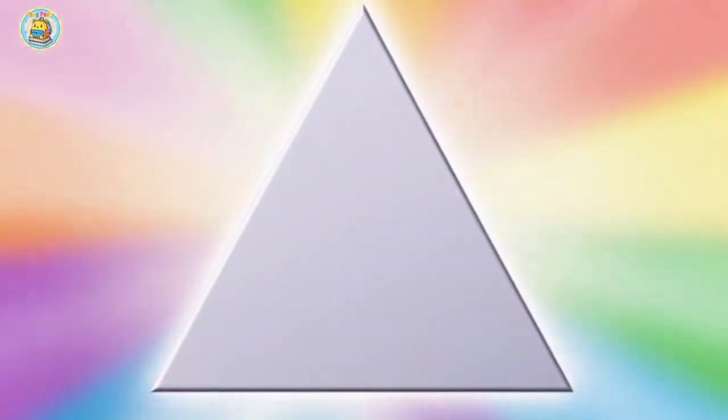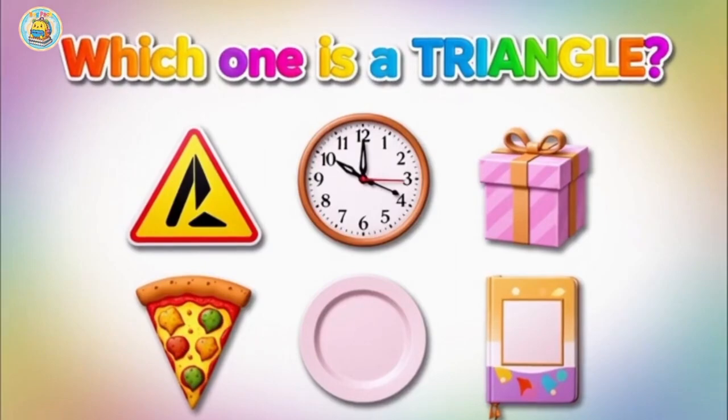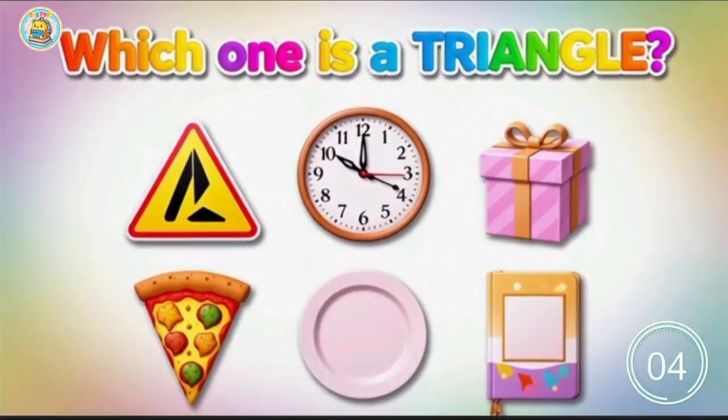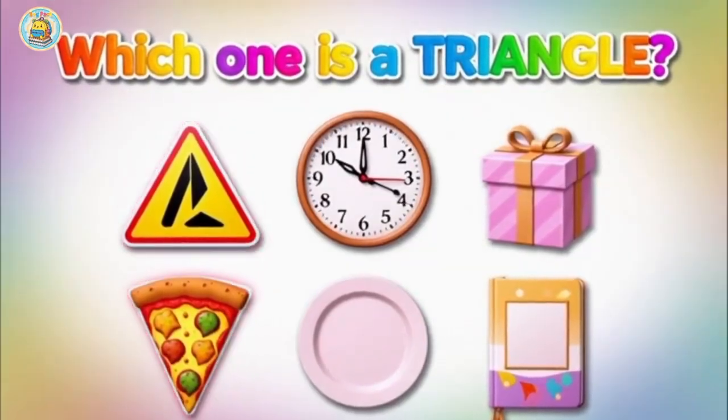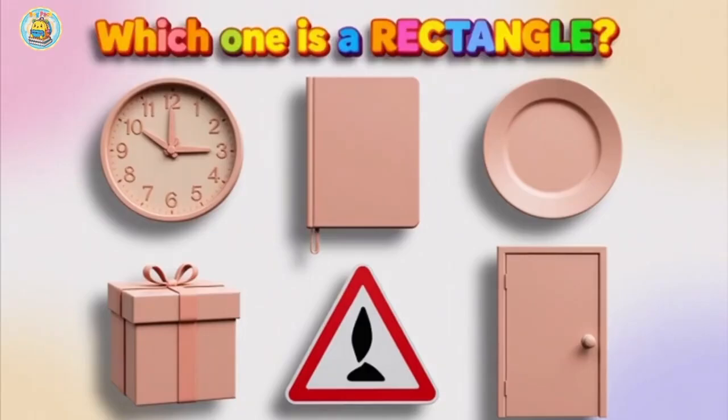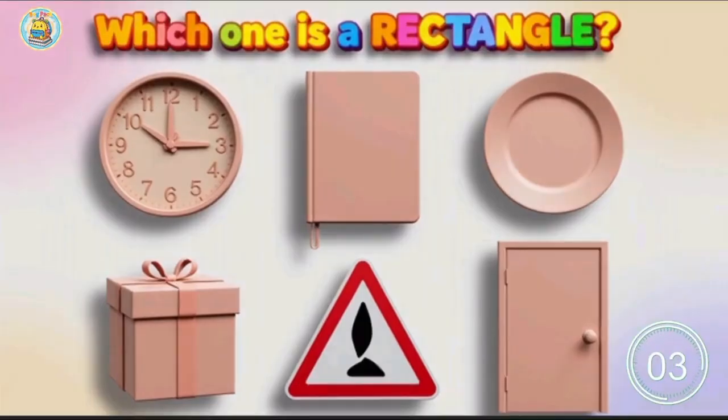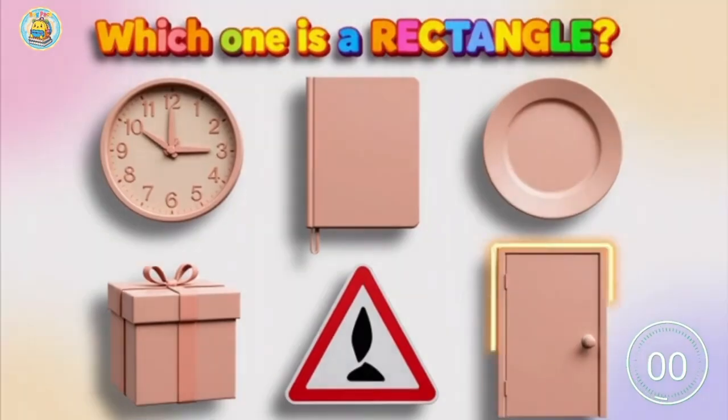Triangle. Which one is a triangle? 5, 4, 3, 2, 1. Rectangle. Which one is a rectangle? 5, 4, 3, 2, 1.